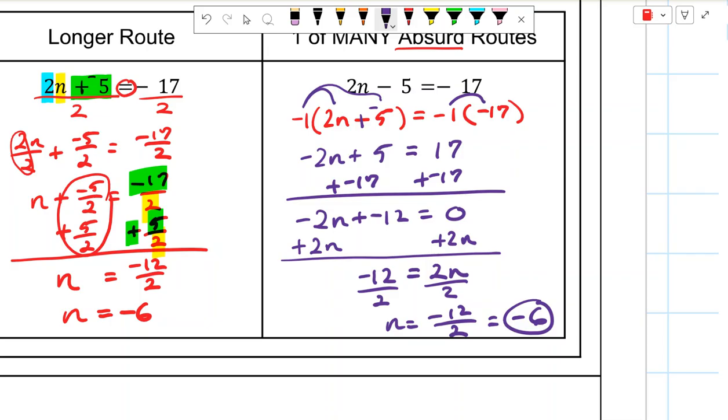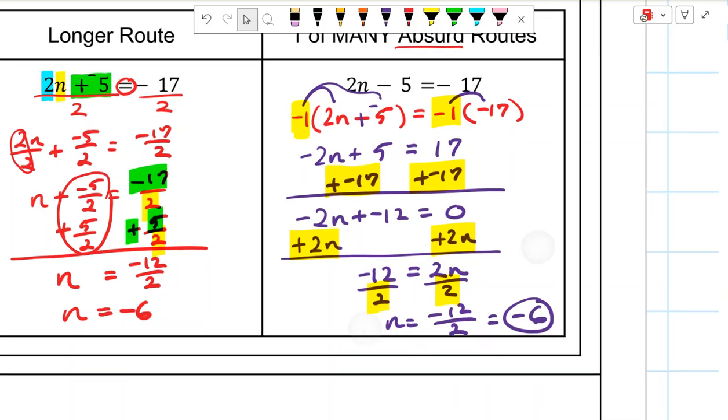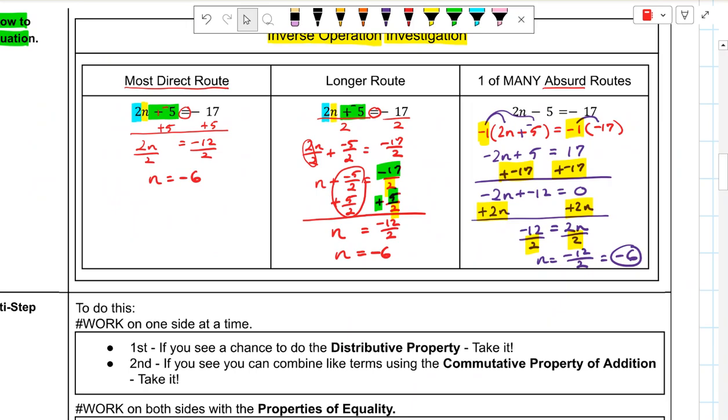So you can see what's happened here. Well, we used the property of equality here to both sides, here to both sides, here to both sides, and here to both sides. So really, you can make these as long as you want. And you can do really crazy things to both sides, but it doesn't matter because you're treating both sides what? Equally. All right. So which one's the best to use? Well, if I were you, I would be using the most direct route.